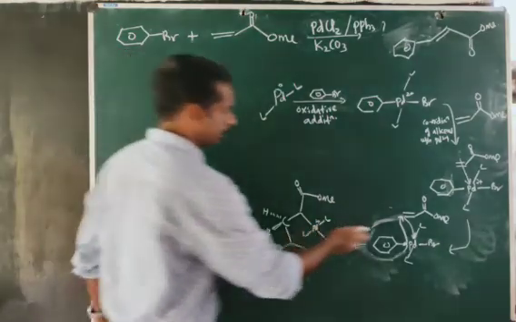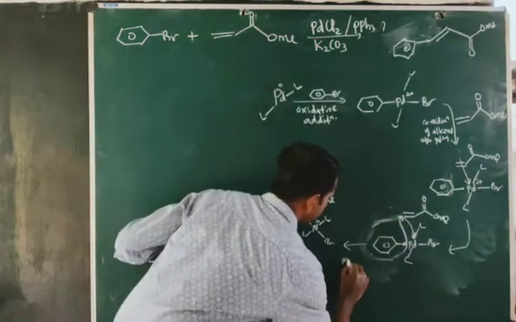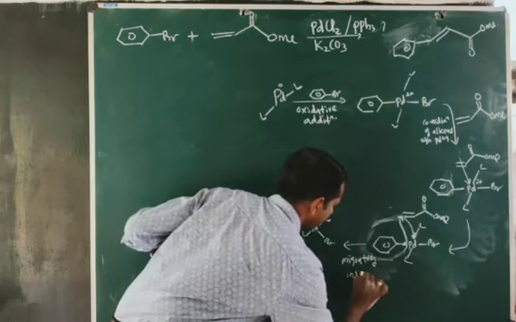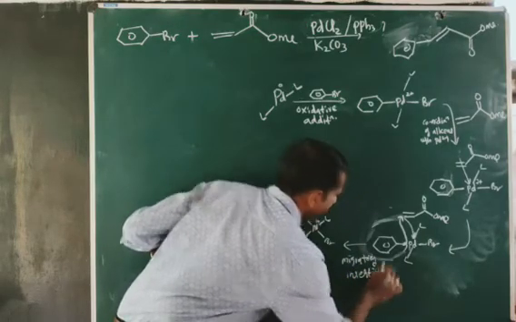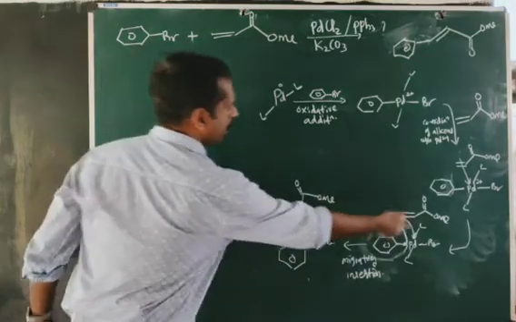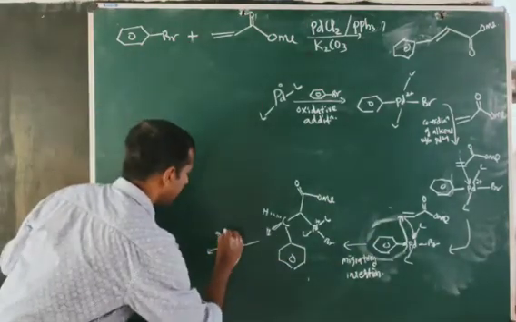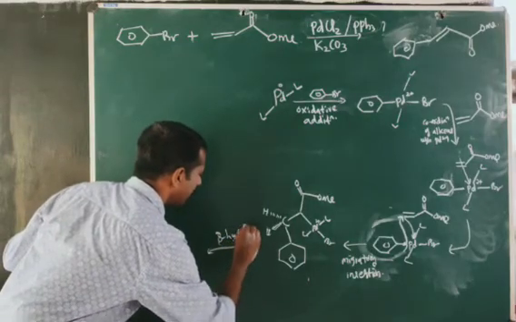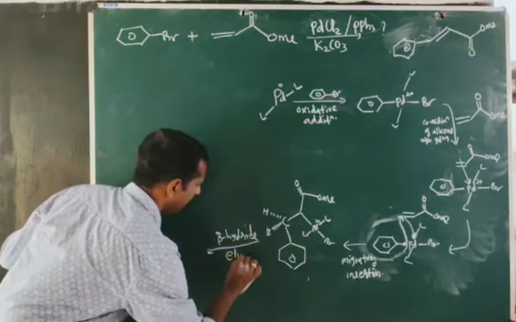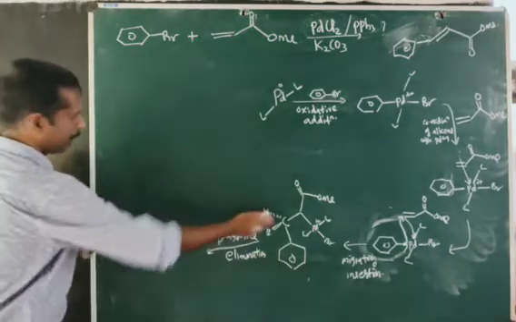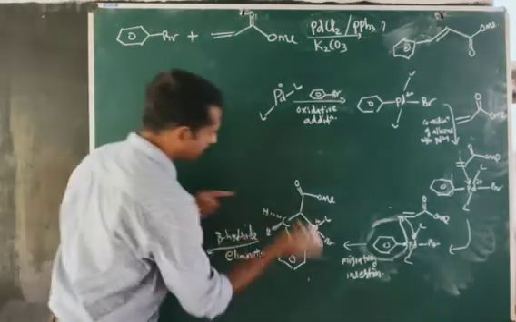That means what is this one? Migratory insertion. The next step, what is in the next step? Beta hydride elimination. What do you mean by beta hydride elimination? You can write the same structure once again. I am showing this structure only.